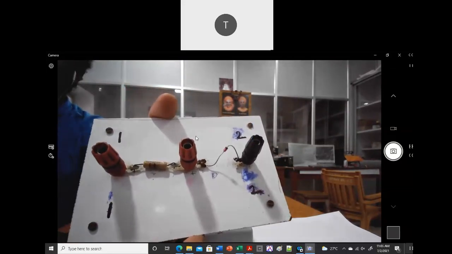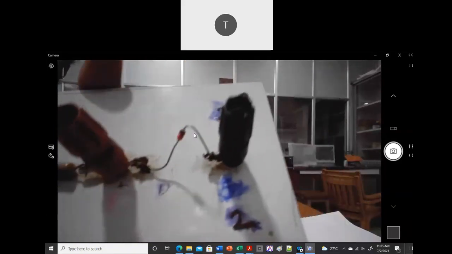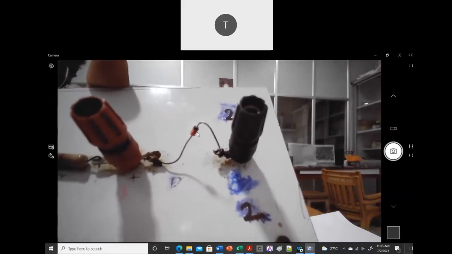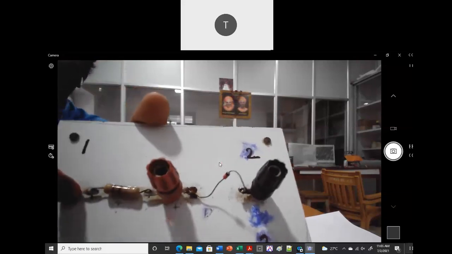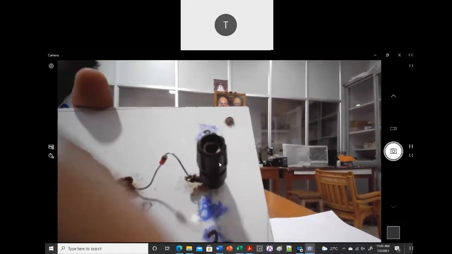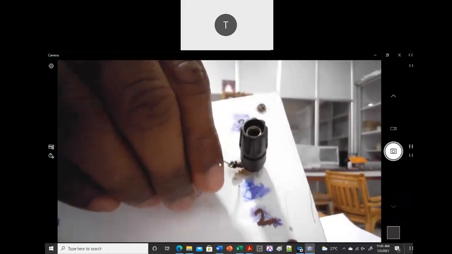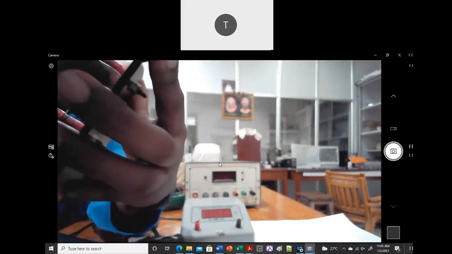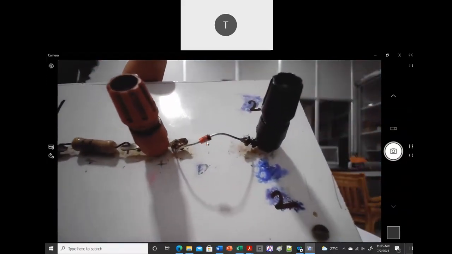In the case of the Zener diode, I don't know whether you can make it out, but you can see there is a band here. It is pink or orange in color. If you look carefully, there is going to be a band on one of your ends. So I think it's better like this. You can see here there is a band.